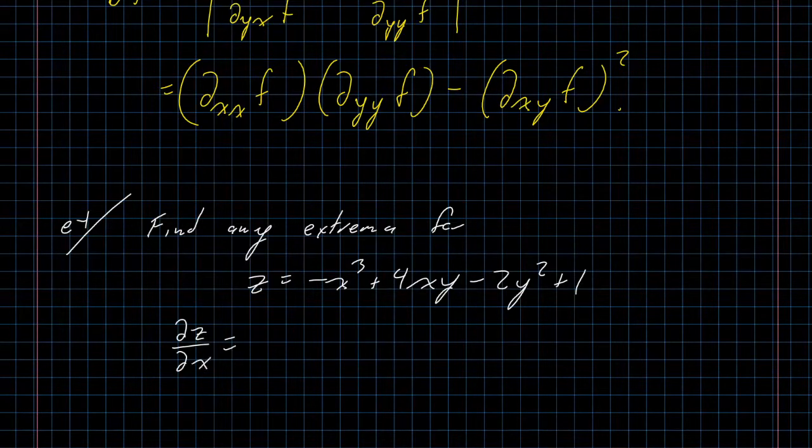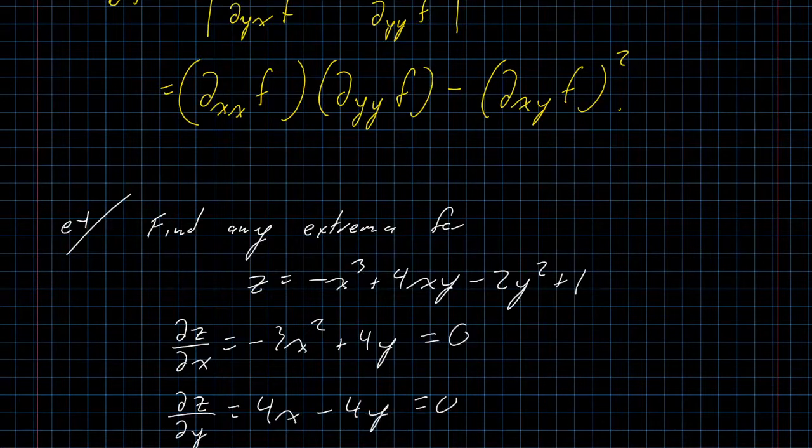So instead, I'm just going to dive right into taking some derivatives. We are going to need the derivative with respect to x, which is going to be negative 3x squared plus 4y. And we're going to need the derivative with respect to y, which is going to be 4x minus 4y. And we set both of those things equal to 0, and we get a system of two equations with two unknowns.